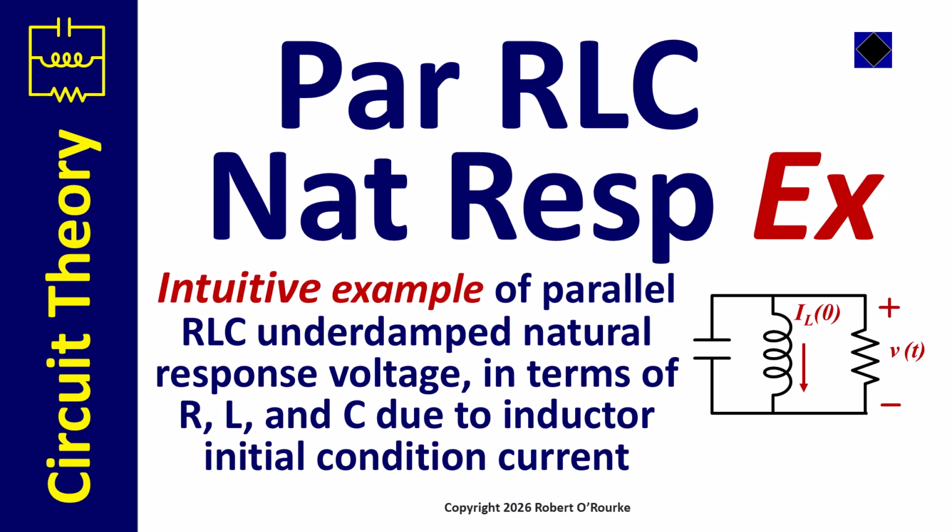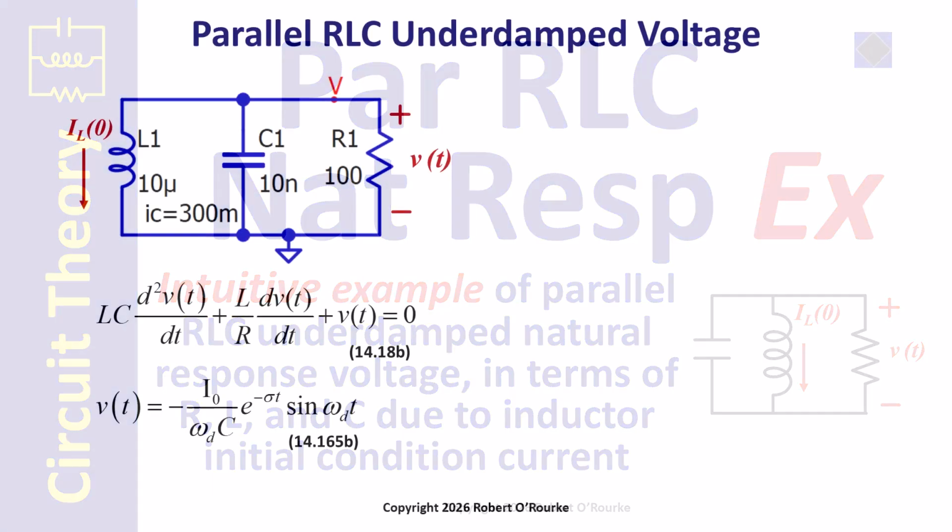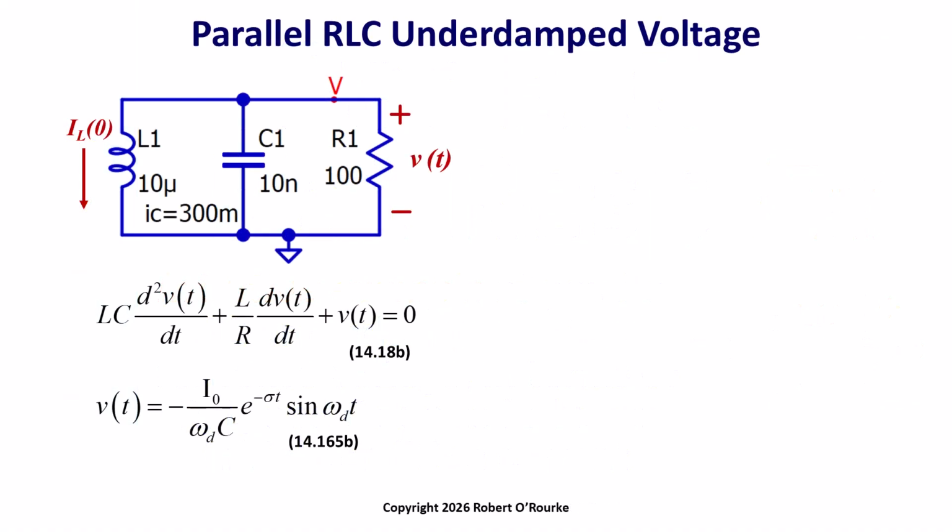Welcome. For a parallel RLC circuit, this video explores a specific circuit example with emphasis on intuition for how the circuit behaves. Here is the parallel RLC circuit and the voltage equation 14.165b for the underdamped natural response due to the initial condition inductor current I sub L naught.